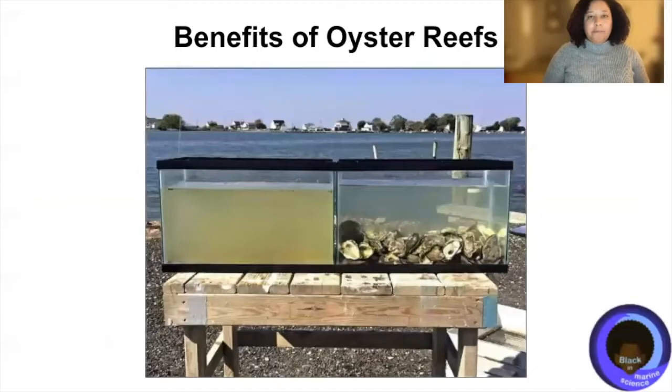They also improve water quality through filter feeding. A single oyster can filter up to 50 gallons of water in one day. The improved water quality controls the amount of algae and sediment in the water and allows for more sunlight for other important species, such as seagrasses.